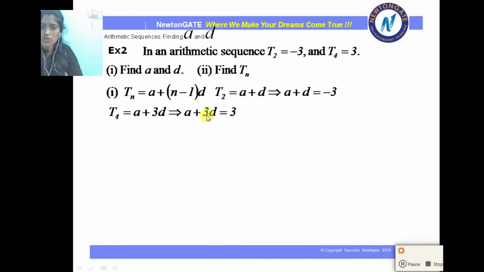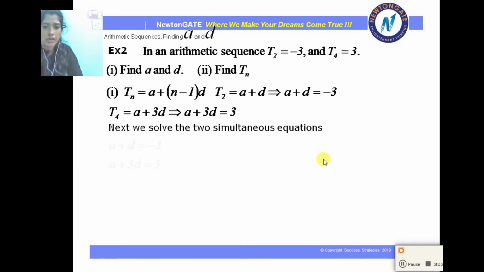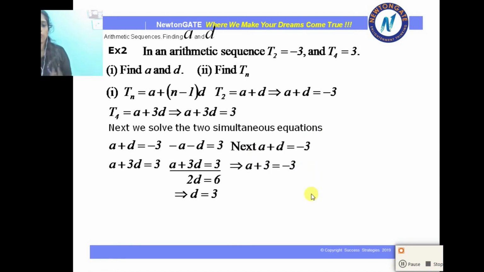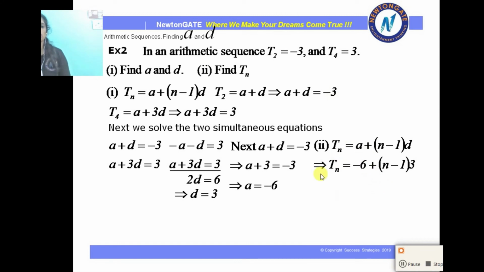I chose to subtract them. So it becomes like a simultaneous linear equation. If we subtract, we get 2D is equal to 6, which means that D is equal to 3. So we have got the common difference here. Now put it in any of these two equations and we will find A as well. Putting in the first equation, I am getting A plus 3 is equal to minus 3, which is A is equal to minus 6. And hence Tn is equal to minus 6 plus n minus 1 times 3, and here we get 3n minus 9. So this is our general term.